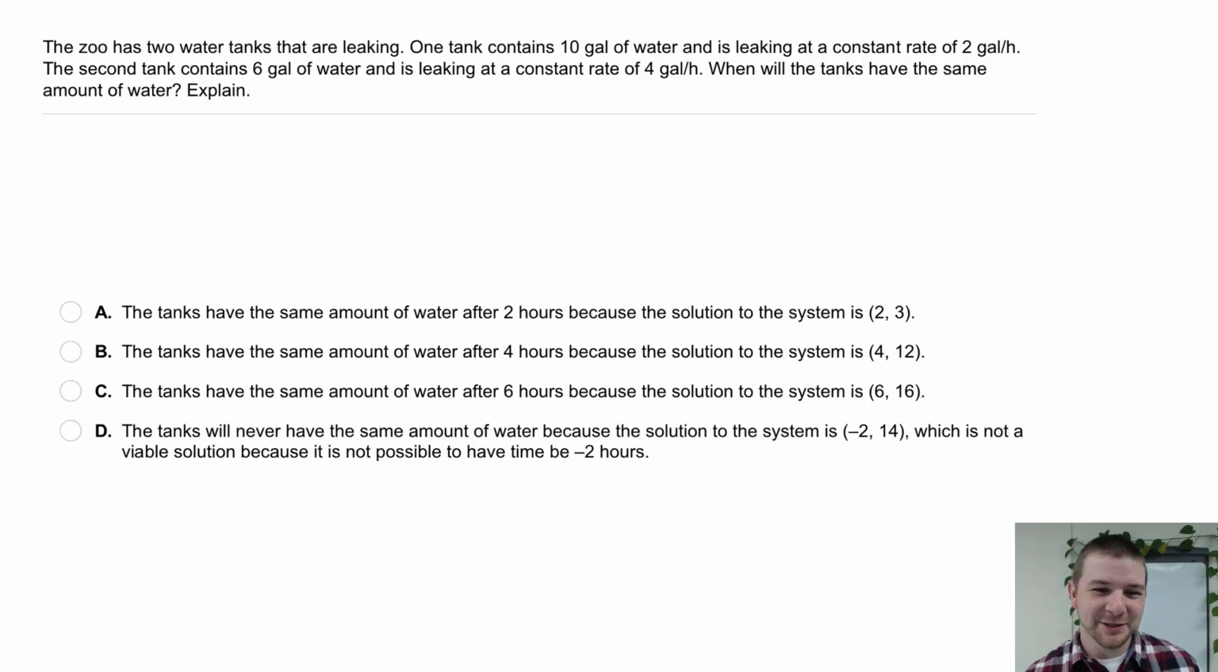Your turn. The zoo has 2 water tanks that are leaking. One tank contains 10 gallons of water and is leaking at a constant rate of 2 gallons per hour. The second tank contains 6 gallons of water and is leaking at a constant rate of 4 gallons per hour. When will the tanks have the same amount of water? Explain.